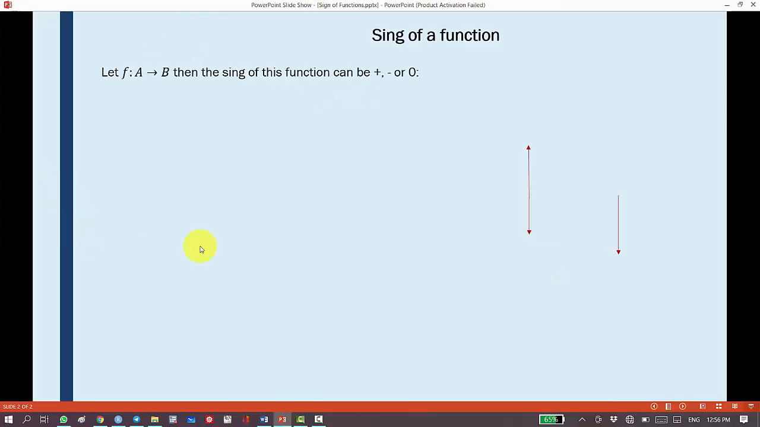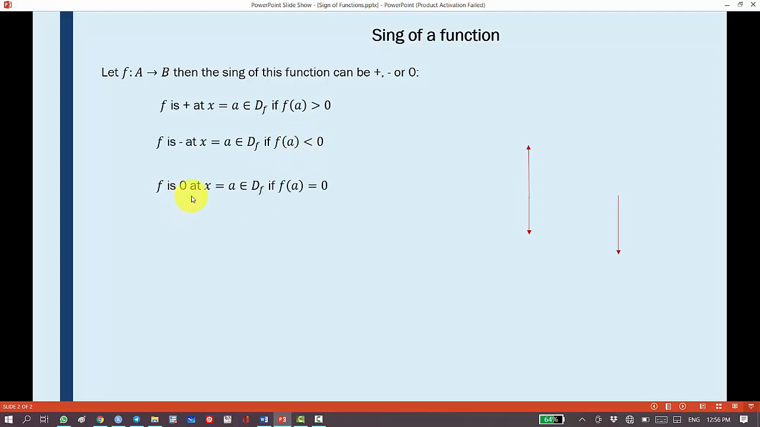Consider the function f, which is defined from a to b. Then the sign of this function can be positive, negative, or zero, or can be a combination of all three. The function is positive at x equal to a, which is of course taken from the domain of the function, if the value of the function at that point is positive. That means if f of a is positive. Likewise, the function at this point is negative if the value of the function, in other words, f of a is negative. Obviously, the function is zero at this point if f of a is zero.